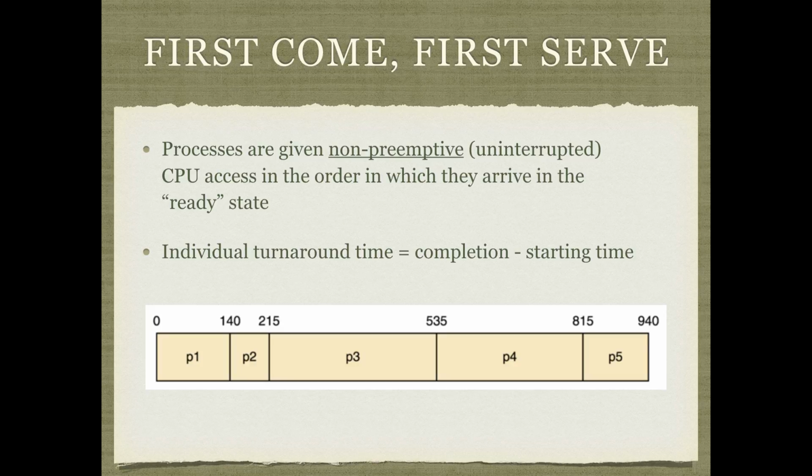So the average time to complete is all of the completion cycle times divided by 5. So 140 plus 215 plus 535 plus 815 plus 940 divided by 5, which is 529. Okay, so that means that around 529 you hit your middle point.